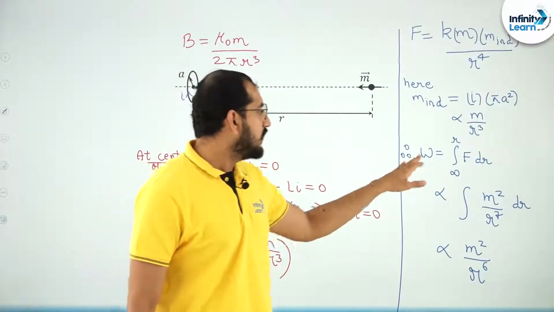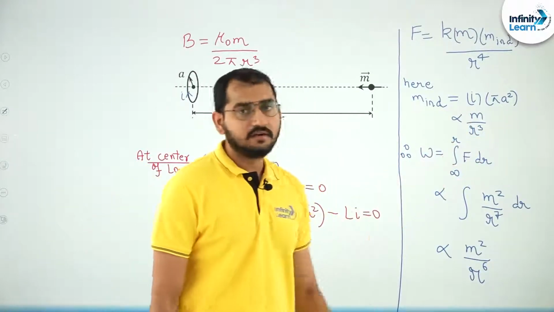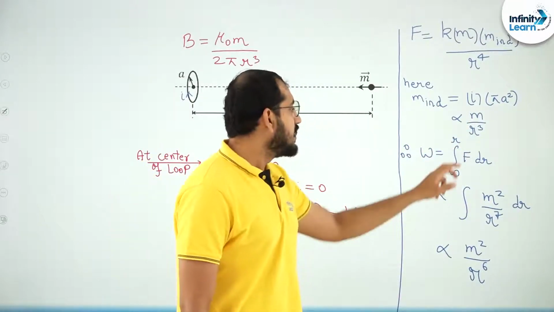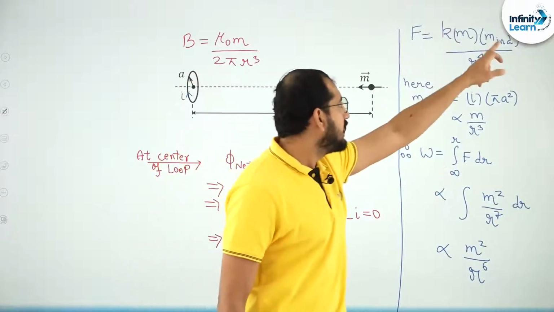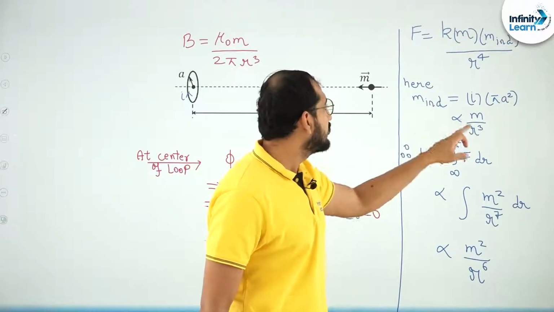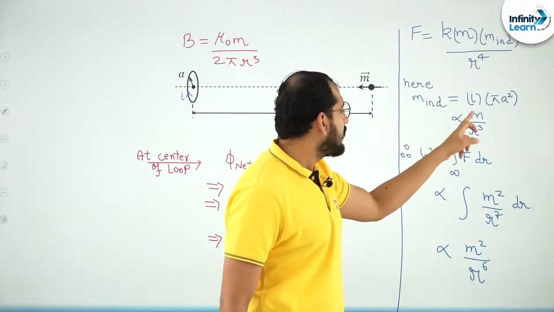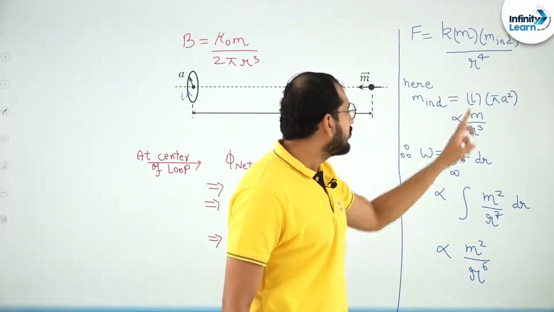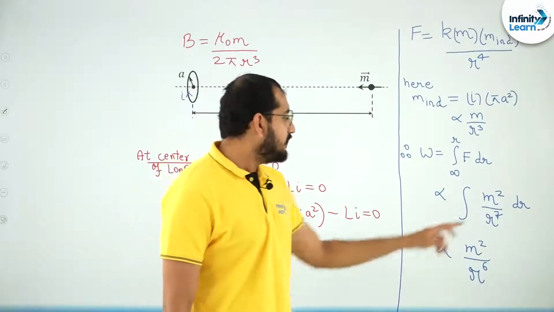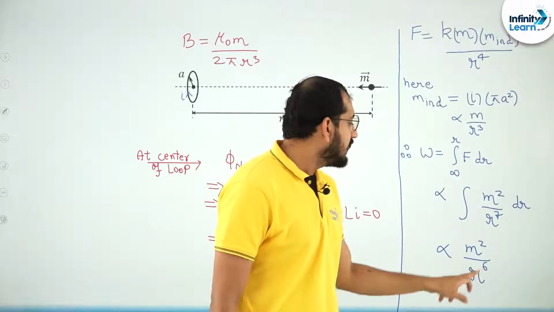Now we need to calculate the work done. So integration f dr we will apply here. The limits will go from infinity to r, right. Now this force contains two values for dipole moment, right. This m will stay as it is, m induced will go over here. So m into m will become m square and r power 4 multiplied by r3 will become r power 7, right. After integration, this r7 will become r power 6.